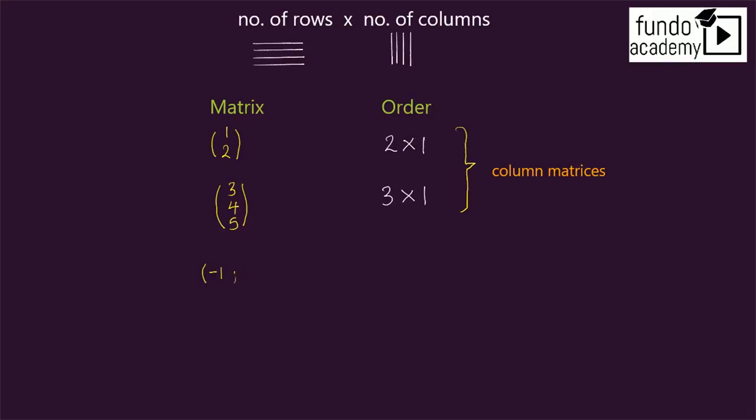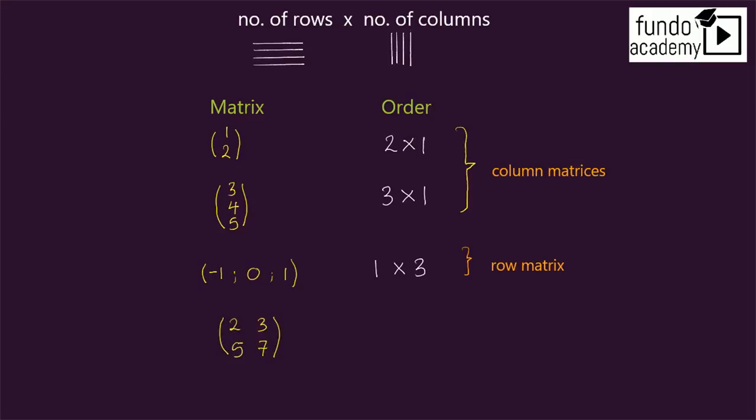Another example is this matrix -1 0 1. You can see here that we only have 1 row and 3 vertical columns. So it's a 1 by 3 matrix. Since we only have 1 row, we call this one a row matrix. So we now know what column matrices are and what a row matrix is like.